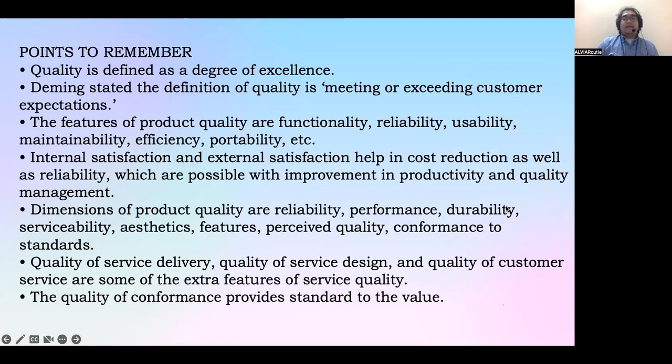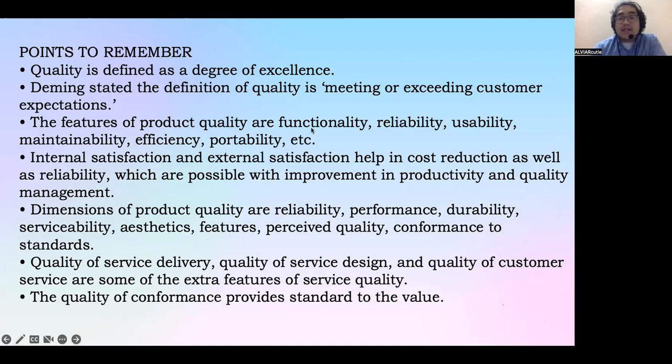Okay, I think I'm ending my report on this last slide. So points to remember on my topic, on this chapter. Quality is defined as the degree of excellence. Pag walang excellence, walang quality. Deming stated the definition of quality is meeting or exceeding the expectations of the customer. Pag hindi nag-expect, so-so lang, walang quality.